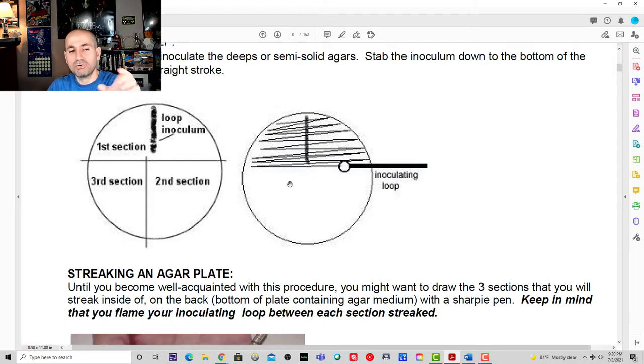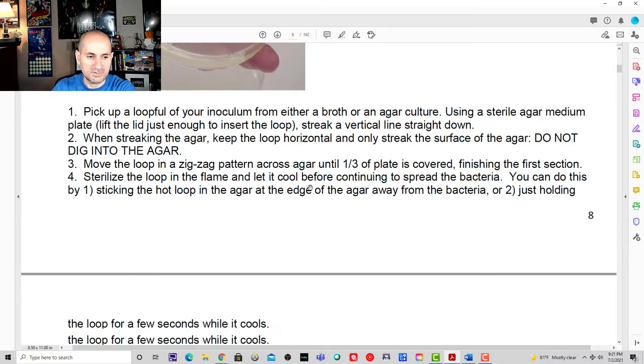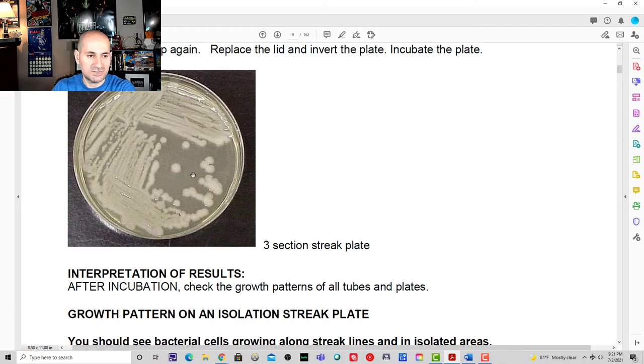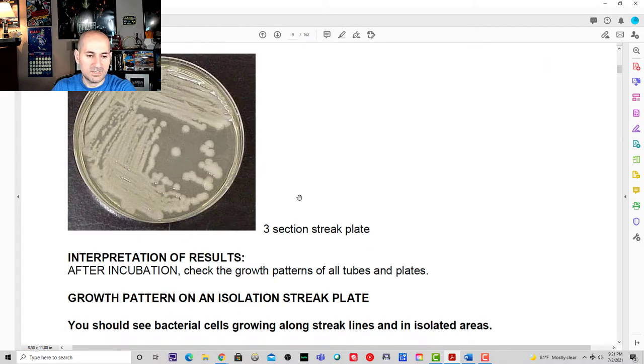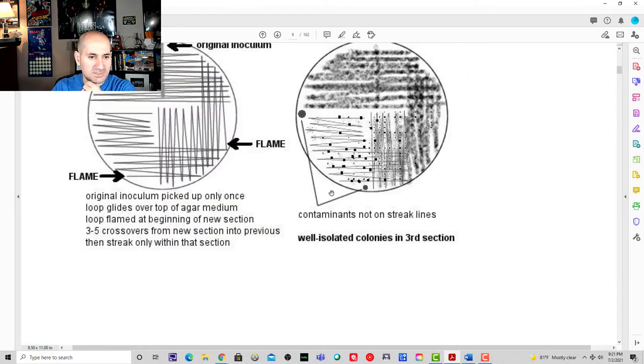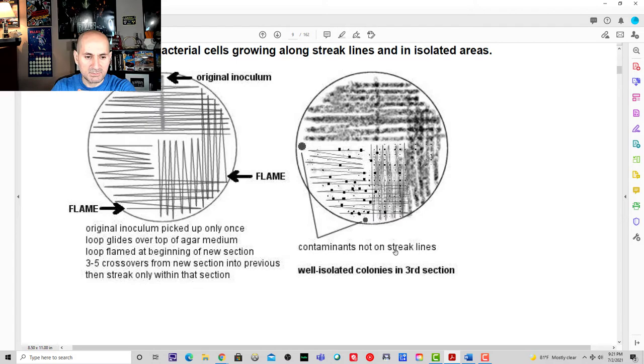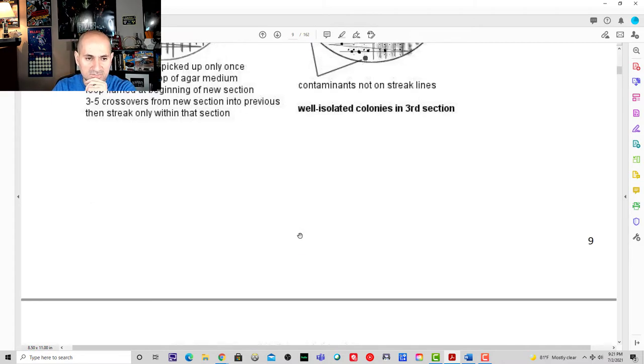A pour plate: if you add bacteria and then pour the agar on top in a plate, the bacteria will be inside of the agar. So if there's bacteria inside of the agar, that's a pour plate. If the bacteria are only on top and they're evenly spread out, that's a spread plate. And if you see the three-zone technique for isolated colonies, that's a streak plate. So please know the difference between the types of plates, inoculation techniques. You see, this is a good three-zone streak plate for isolated colonies. Remember, you want isolated colonies. And be able to identify contaminants. Contaminants are usually not on the streak lines. Contaminants are usually found outside of the streak lines.